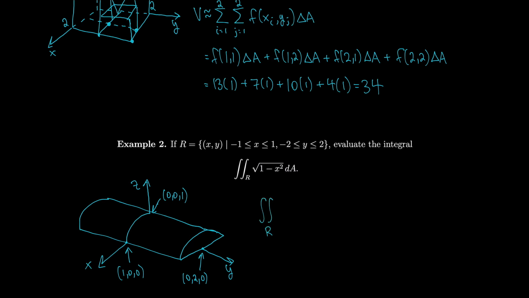So I could say that the double integral over R of 1 minus x squared dA is equal to half times pi times 1 squared, because it's pi r squared, and times my height, 4, because it goes to 2 and then minus 2, so total height of 4. So half pi r squared h, because it's only half a cylinder, so that's going to be 2 pi.